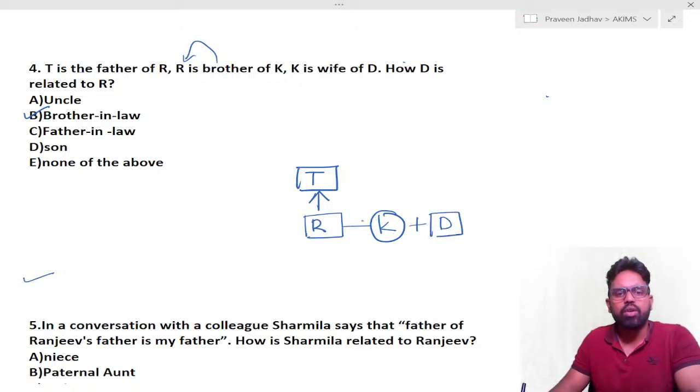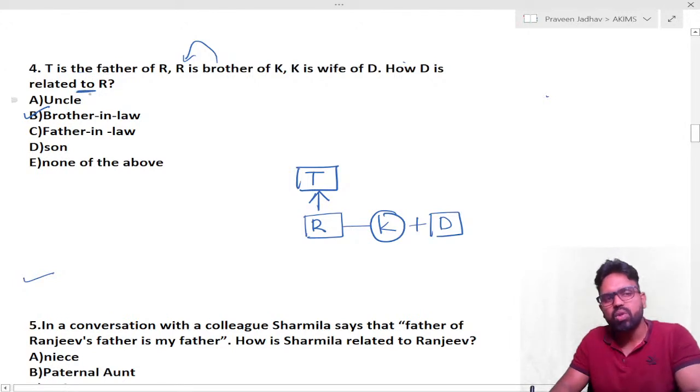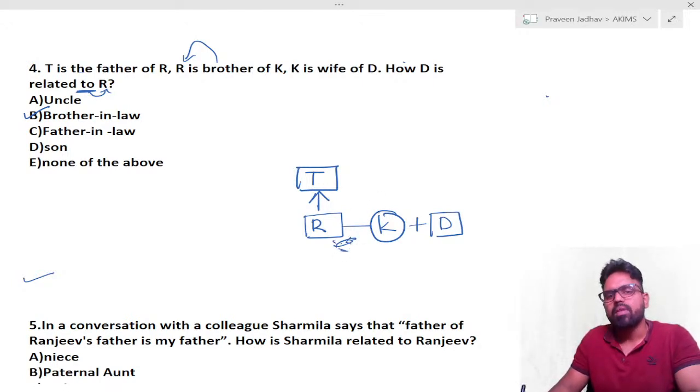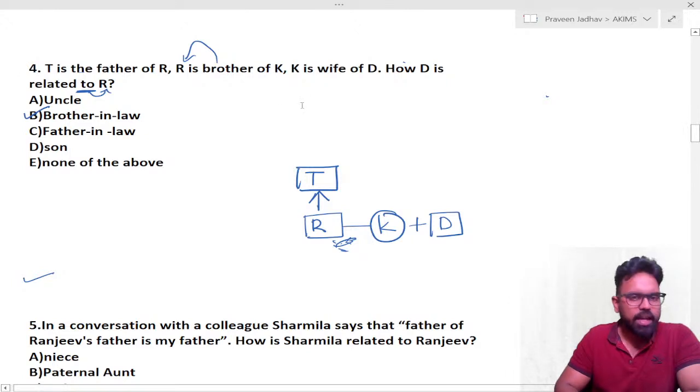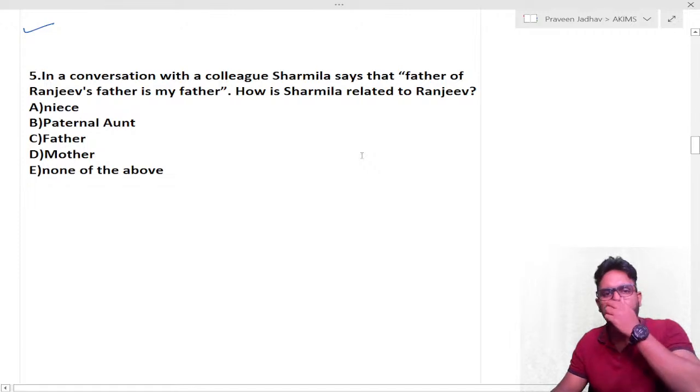How is D related to R? Every time I'm emphasizing this, you have to look from whose eyes? To R. To R, D is sister's husband, that is brother-in-law. All okay? Understanding? Now, paternal aunt, not auntie.